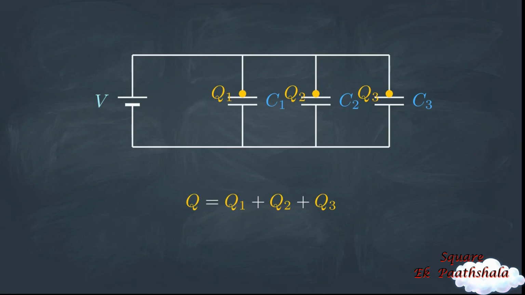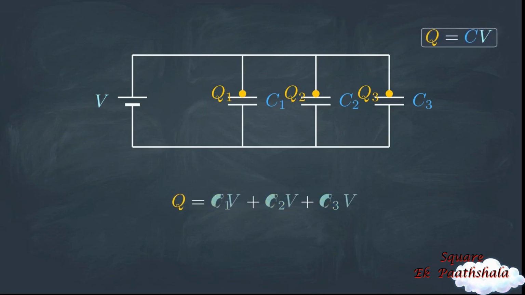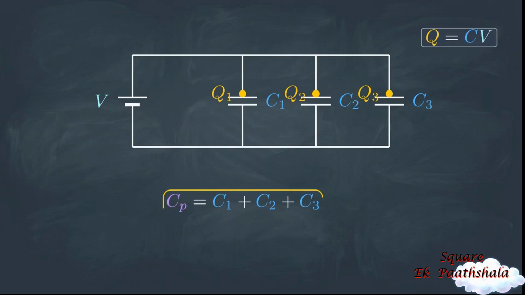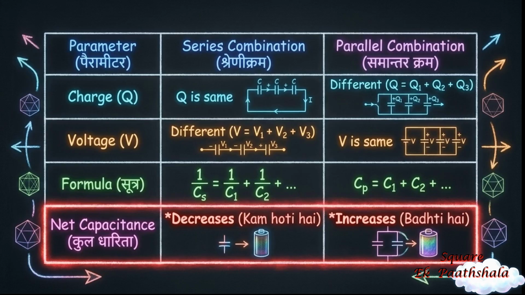By substituting Q with C times V and acknowledging that the voltage V is the same for all capacitors, we can factor V out. This results in the direct addition formula, where equivalent capacitance is simply the sum of all capacitors in the parallel group. This comparison table highlights the physical consequences of these setups. Notice the net capacitance row.